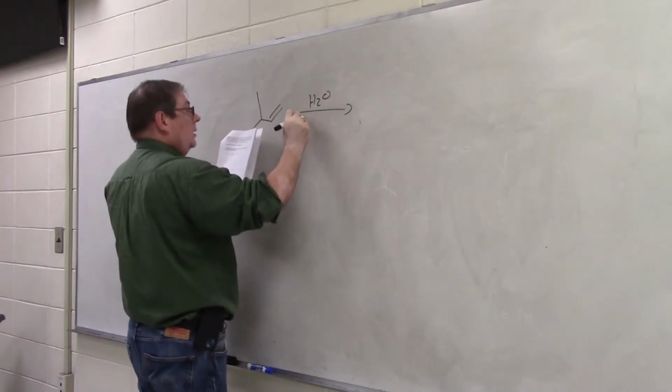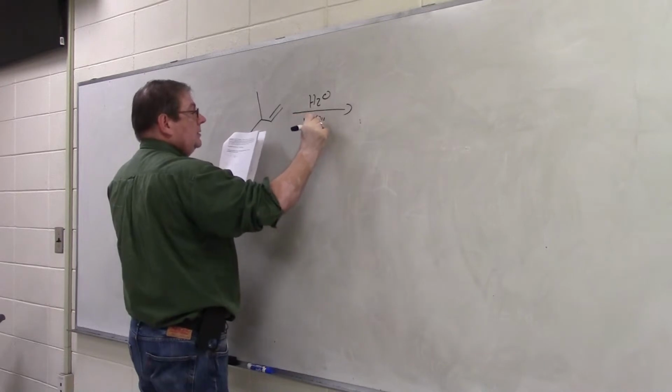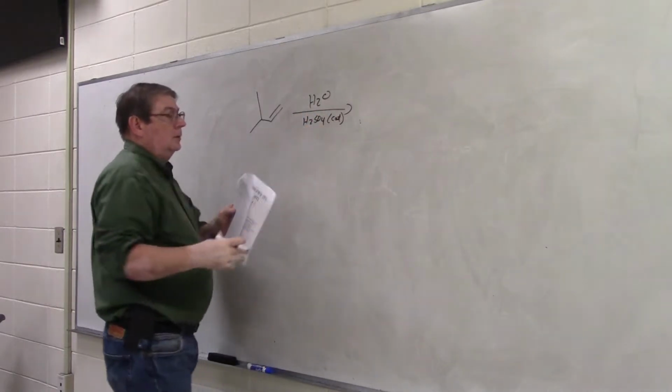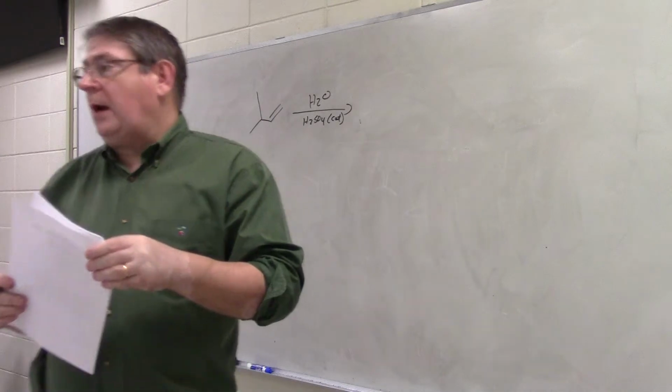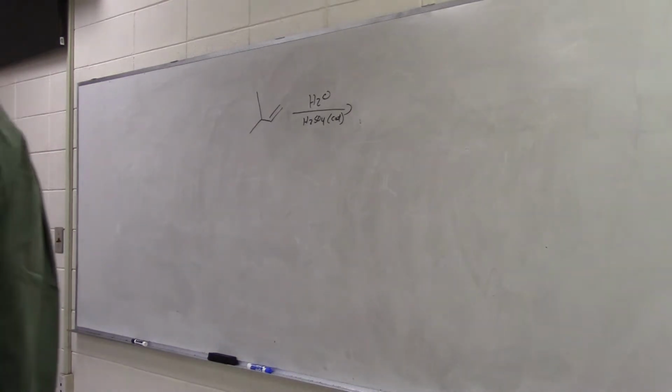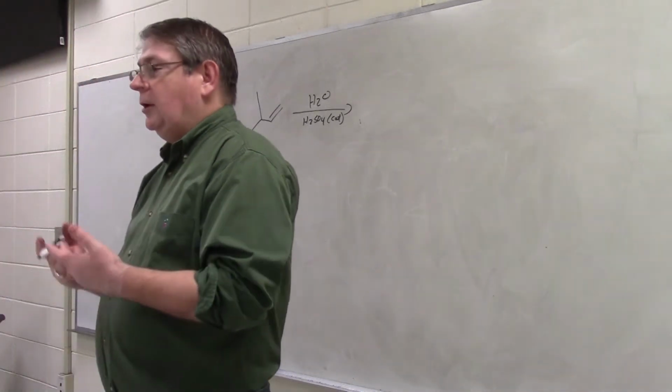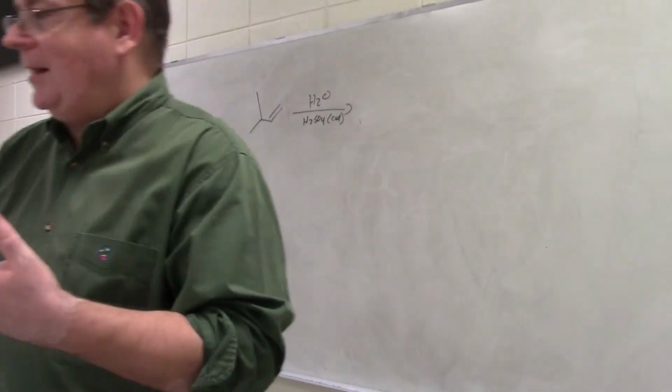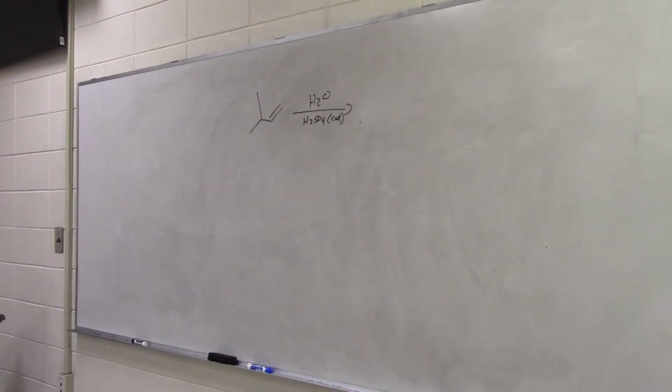Water and a catalytic amount of sulfuric acid. So in general, when I have water and a catalytic amount of sulfuric acid and a carbon-carbon double bond, what are we going to do? We're going to break it down. You always tell me we're going to break it down, but that doesn't mean a whole lot. What are we going to do?